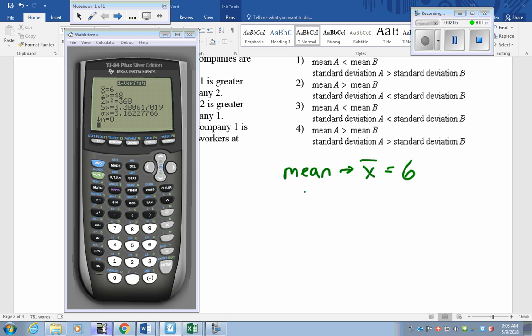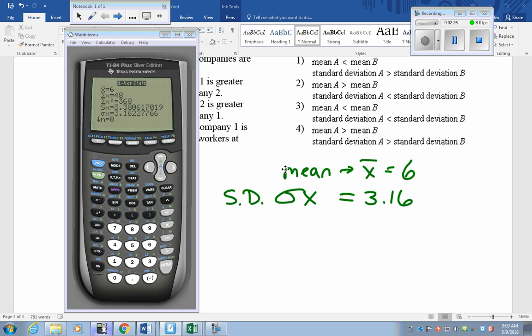Standard deviation, which is something that you'll see a lot, looks like a sigma with a tail on it, then x next to it. That represents the standard deviation, and for this question that ends up equaling 3.16. We'll round it to the nearest hundredth.